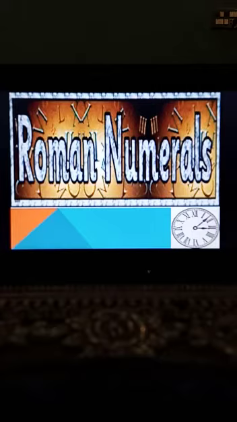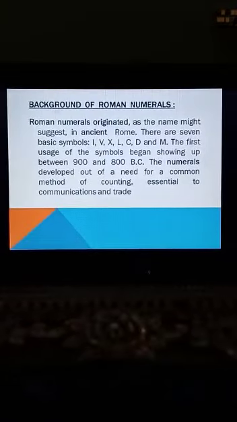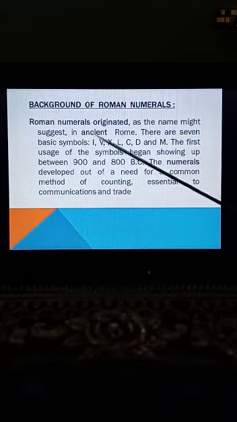Before discussing how numbers can be written in the form of Roman numerals, let's discuss the origin and background of Roman numerals. They originated, as the name might suggest, in ancient Rome. There are 7 basic symbols: I, V, X, L, C, D and M. These are the basic 7 symbols which are used in Roman numerals.